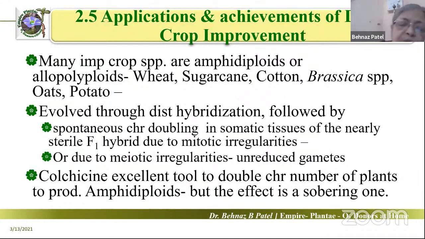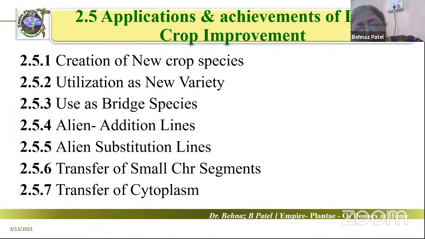But overall, of course, we have to give a lot of credit to colchicine for the induction of autotetraploids and also for the induction of amphidiploids, if at all you have merely undergone a hybridization and then doubled the chromosome number. Now, an ideal dream of any plant breeder is to have a new crop species. That is a cherished dream, that you want to have a novel species, maybe having both the characters of the two parents, a blend of the two characters, or something different. So this creation of a new crop species is a great desire.